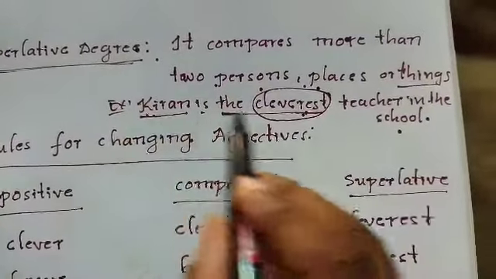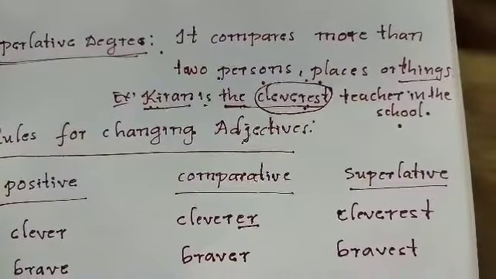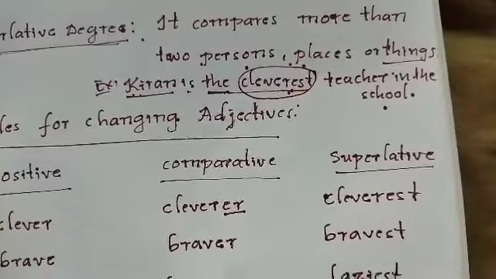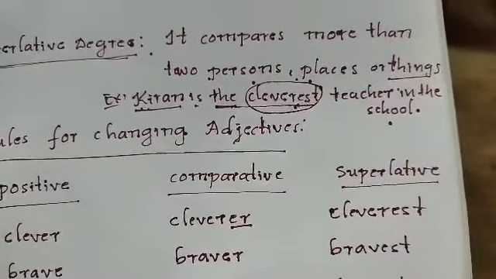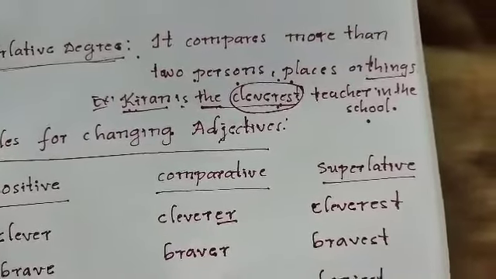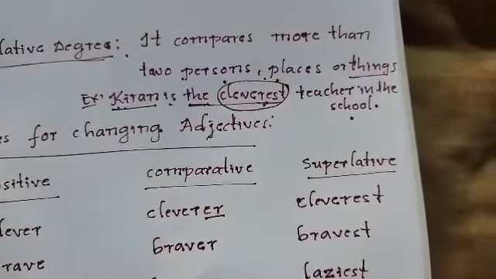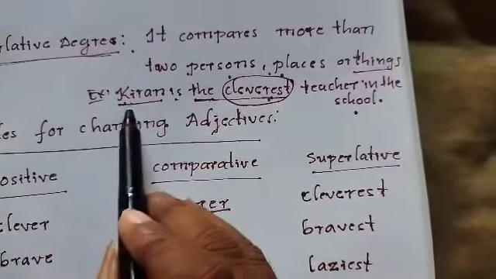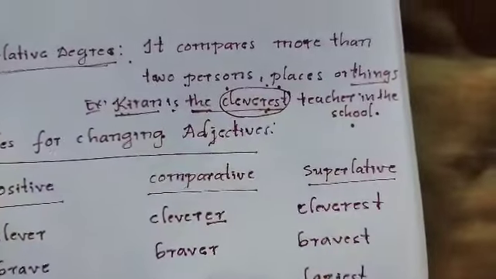Kiran is the cleverest teacher in the school. According to Kiran's mind, what is the meaning? Kiran feels that there are no other clever teachers in the school. Only Kiran is the cleverest teacher in the school. According to Kiran's view, it is imaginary, but at least he has a right to express his emotions. So Kiran expressed it in such a way: Kiran is the cleverest teacher in the school.